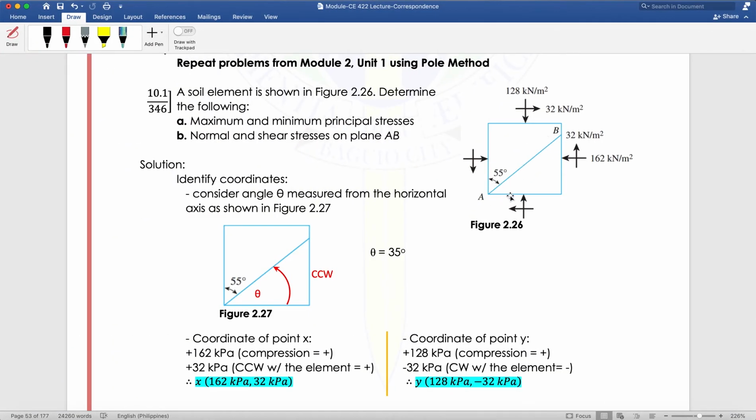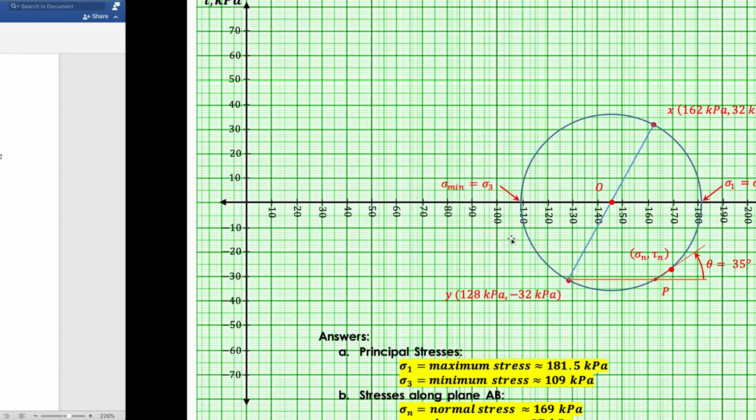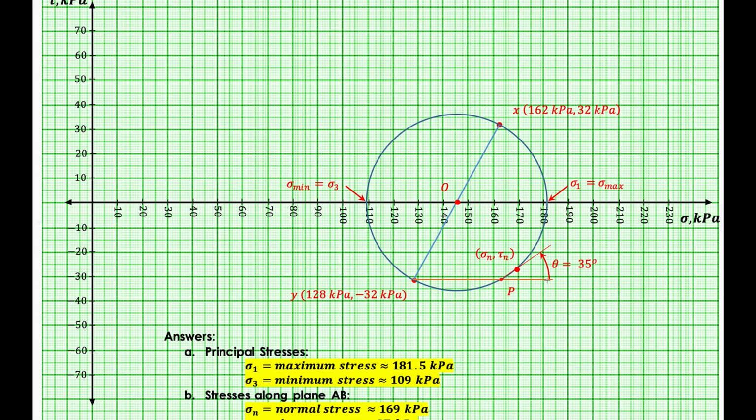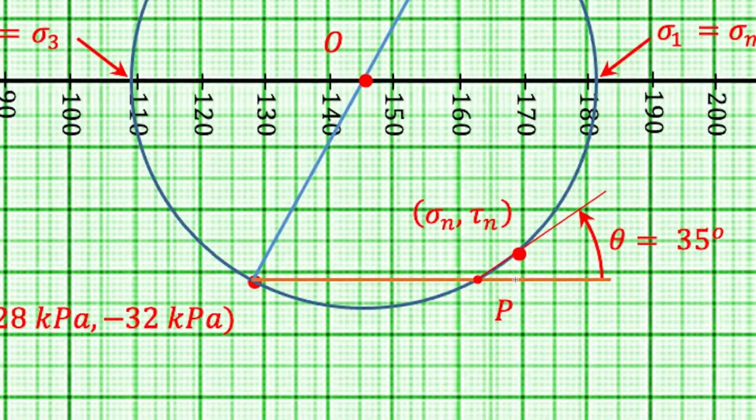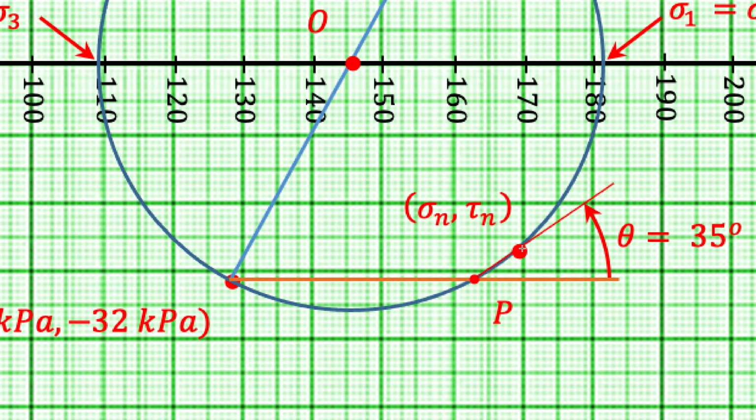And it is with respect to the horizontal axis, and that is 35 degrees. So, from the horizontal axis, going counterclockwise, I'll be having 35 degrees. So pag na-measure ko na yung 35 degrees, stop na ako. Then from point P, I will now be drawing line AB. Lagpasan mo lang ng konti, magkakaroon ng point of tangency yung AB natin at yung ating circle.